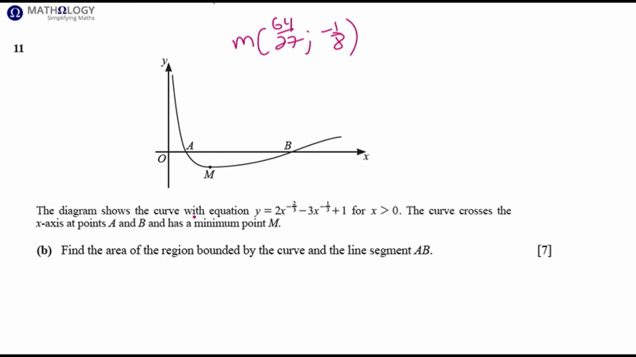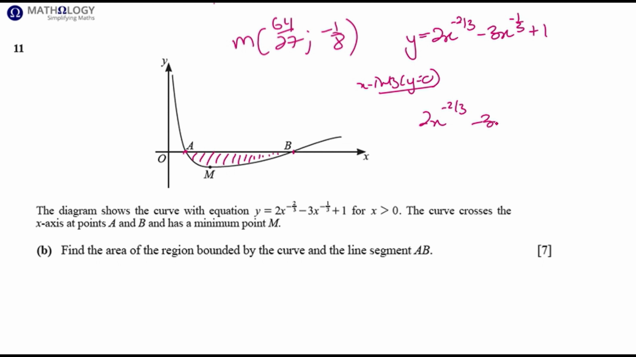Finally, we're required to find the area of the region bounded by the curve and the line segment AB. So we are looking for this area, the area of this region. A and B are the x-intercepts of the curve. So to find the x-intercepts, we put y equal to 0. So 2x to the minus 2/3 minus 3x to the minus a third plus 1 is 0.